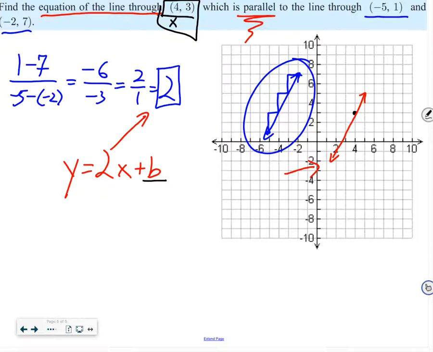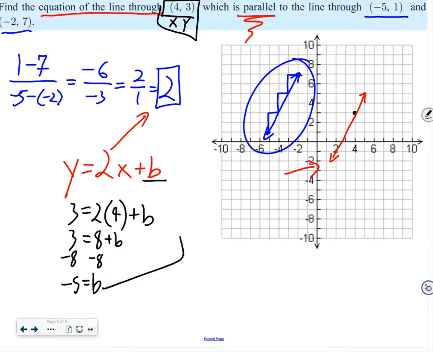So 4 is my x, 3 is my y. So I get 3 equals 2 times 4 plus b. 3 equals 2 times 4 is 8 plus b, minus 8, minus 8. I get negative 5 is equal to b. Put these two together and I get y equals 2x minus 5 as my final equation.